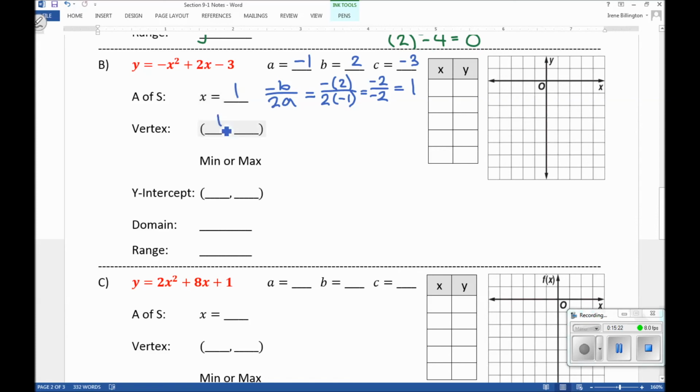Let's go ahead and find the y value of my vertex. So my equation was negative x squared plus 2x minus 3. So I'm substituting the x value of my vertex, the 1, into this equation.